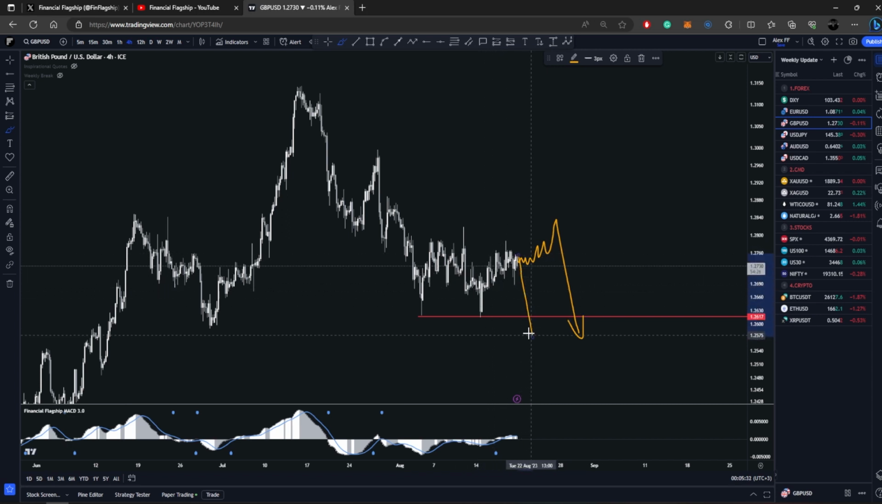It could suddenly drop, or it could correct more and then drop, but we have to wait and see what happens. But the bias is towards the downside. So wait for this consolidation to finish, wait for the drop, and then we will analyze the price action to see where we'll go from there.